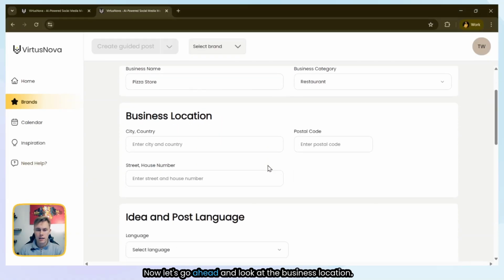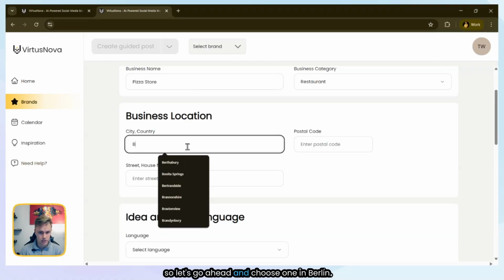Now, let's go ahead and look at the business location. Now, the business location itself is not necessarily mandatory, especially not mandatory if you're an online business and you don't necessarily have a physical location that your customers can come to. If you have a physical location, it is almost mandatory to enter it here so that we can include that within generated ideas and generally also the generated captions, because that is literally the call to action that you want your customers to understand. In our case, this would be the store of our pizzeria.